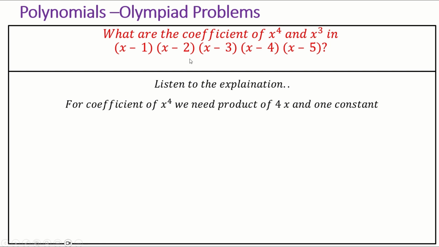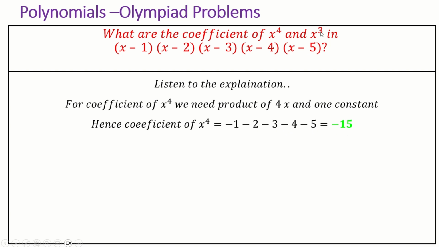So this is very important for all such problems. It is very easy to look at the factors and then determine the coefficient. Okay, so the x power 4 coefficient is just the sum of all constant terms here. So that is minus 1 plus minus 2 plus minus 3 plus minus 4 plus minus 5, that is minus 15.